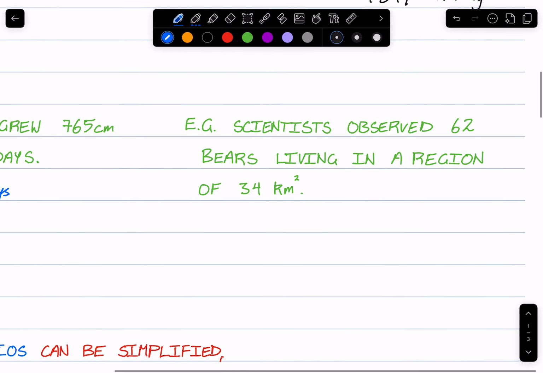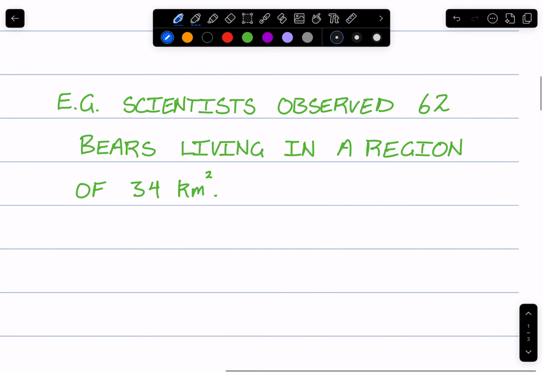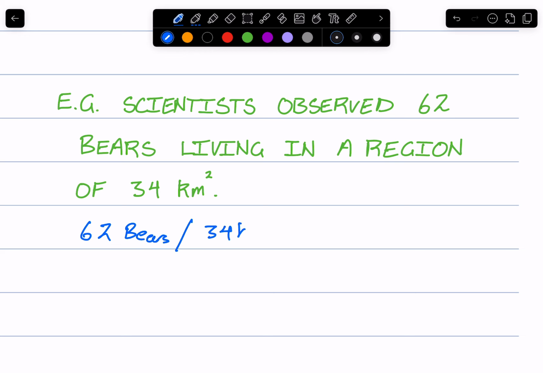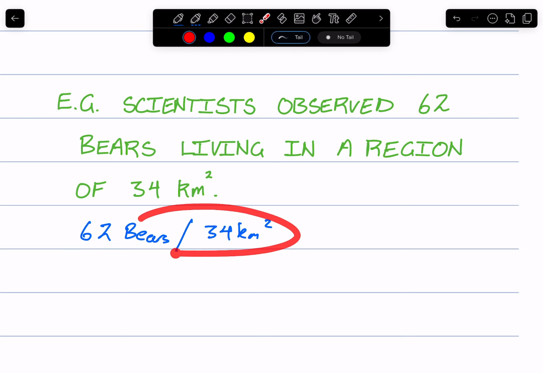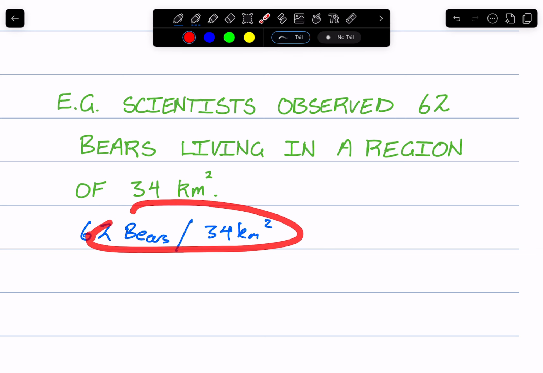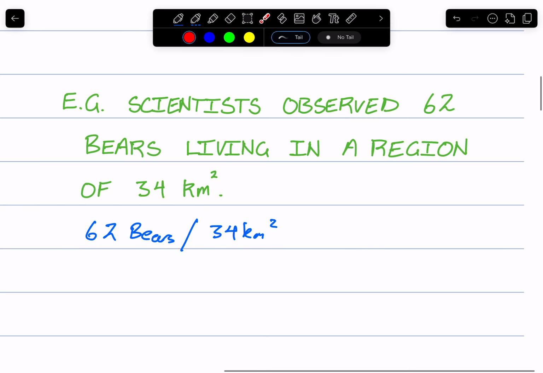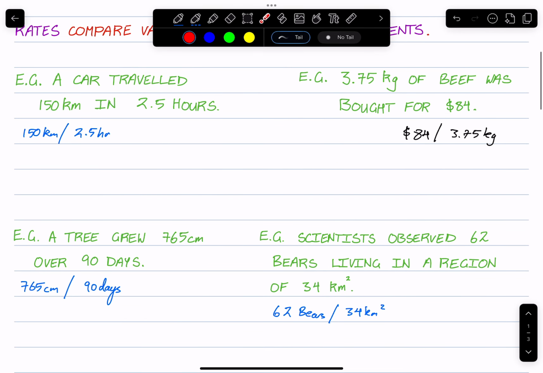Here's another. Scientists observed 62 bears living in a region of 34 kilometers squared. And in this one, we could write this as 62 bears per 34 kilometers squared, or we could change this the other way around. But I'm going to go straight into this order because this would be the correct one. So notice how we have the rates. Rates are a comparison of two different types of measurements.